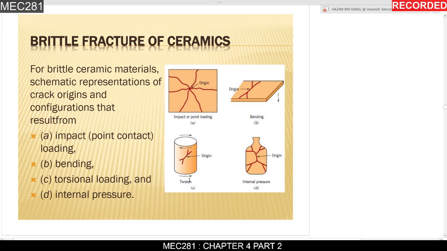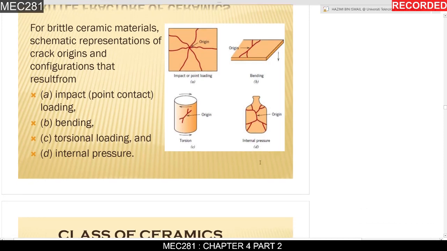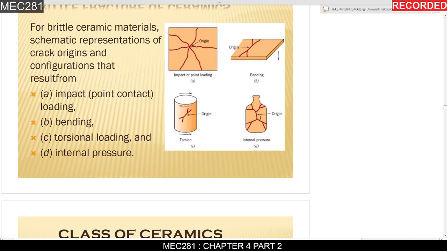And this is the torsion, how it cracks, and this is the internal pressure. Okay, what happens with internal pressure? Maybe it is due to heat expansion. That's why I warn you, if you use a glass, you put very cool water in it and then somehow you pour out all the cool water and replace it with very hot water. The change of temperature between cold and high temperature can crack your glass. Internal pressure because of the difference between the high and lower temperature can crack your glass.